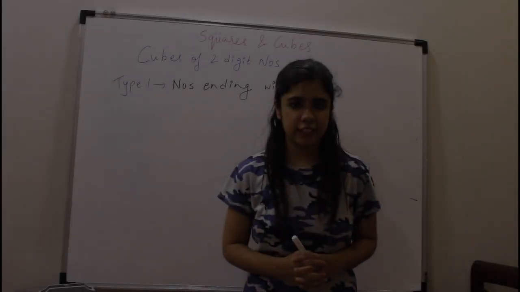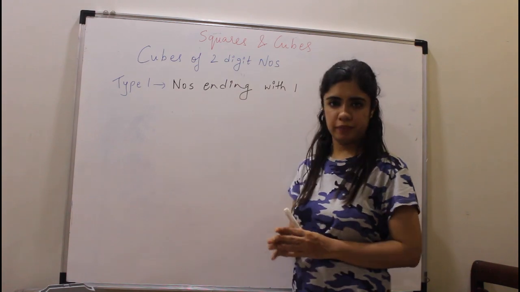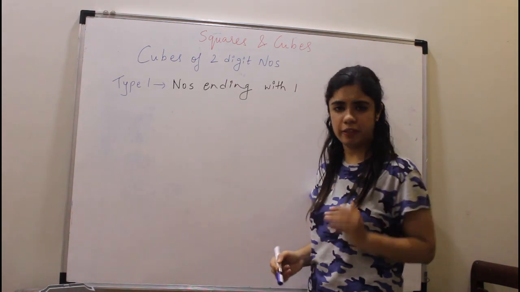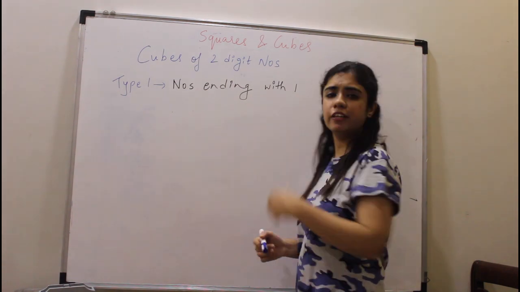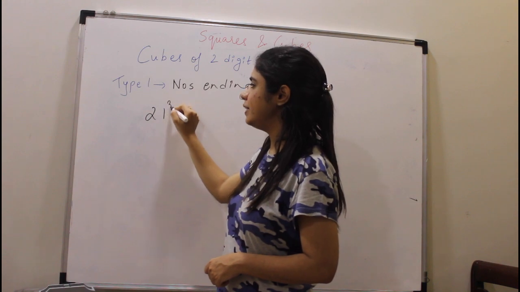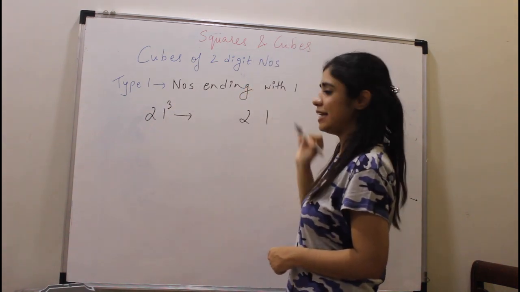Now let's look at the next category. The next category is numbers ending with 1. Okay? What if a number ends with 1? Let's say 21, 31, 51, 71 and so on. And you have to calculate the cube of those numbers. So suppose if I ask you what is 21 cube? ठीक है? तो क्या करोगे? You will write 2 and 1 as it is.